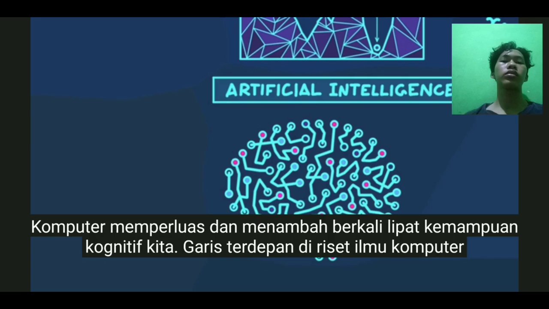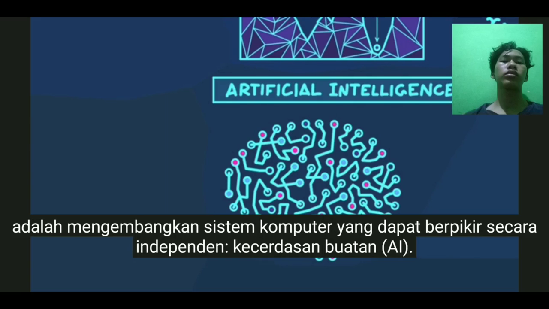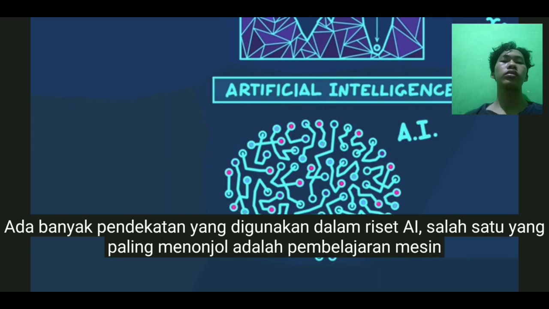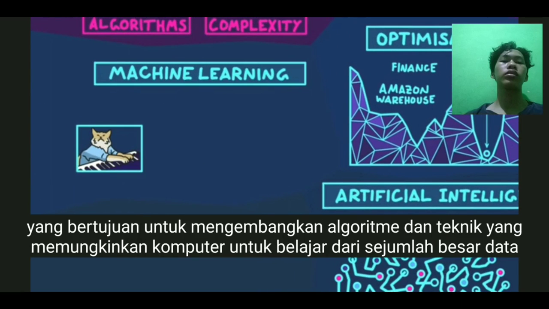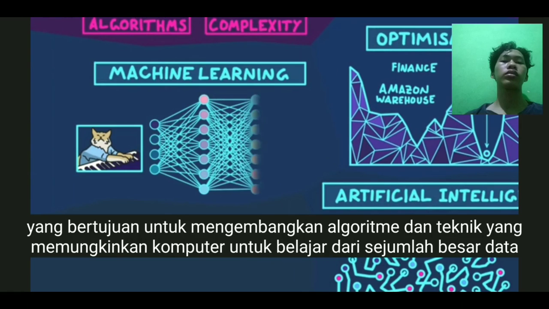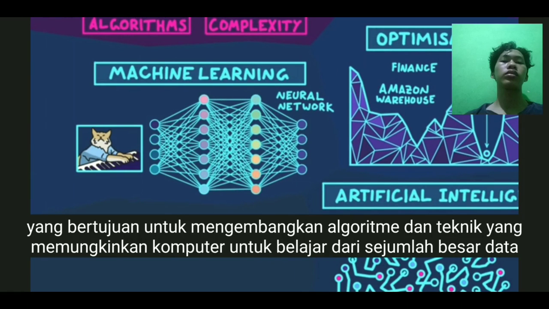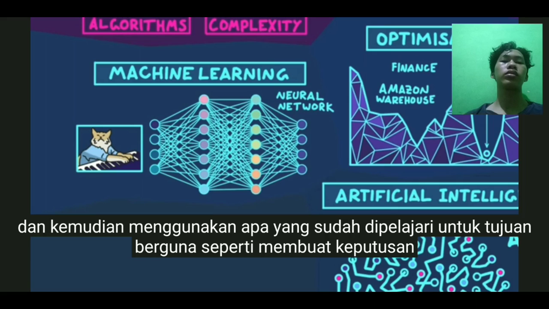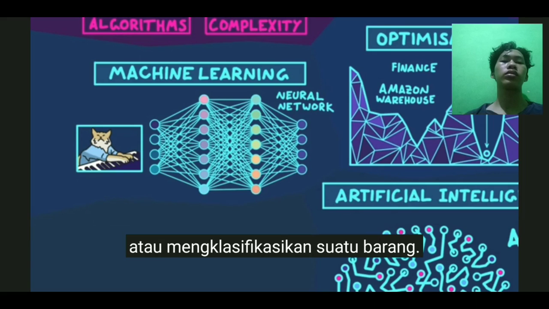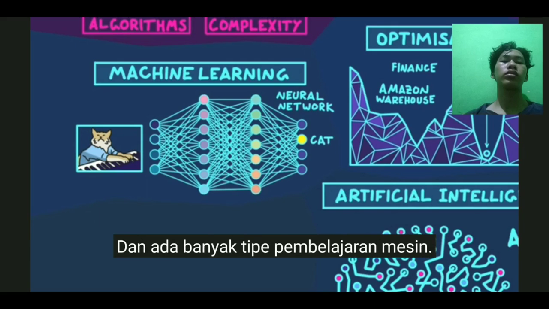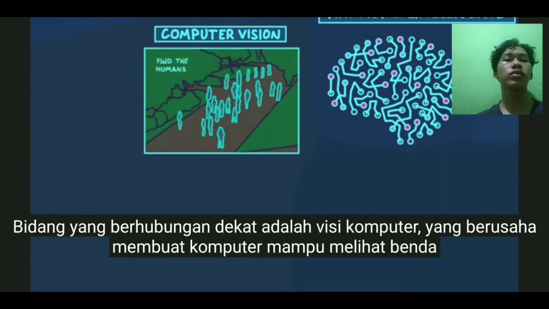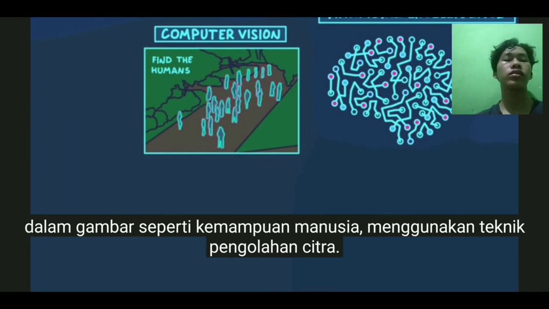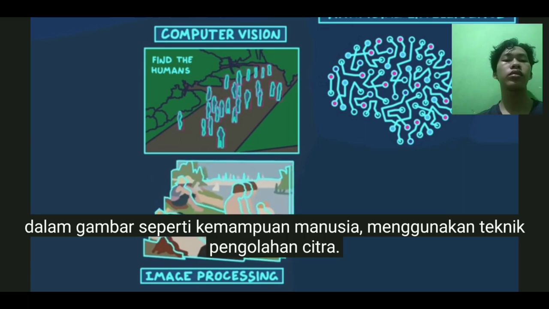The forefront of computer science research is developing computer systems that can think for themselves, artificial intelligence. There are many avenues that AI research takes, the most prominent of which is machine learning, which aims to develop algorithms and techniques to enable computers to learn from large amounts of data, and then use what they've learned to do something useful, like make decisions or classify things. And there are many different types of machine learning related to fields like computer vision, trying to make computers able to see objects and images like we do, which uses image processing techniques.